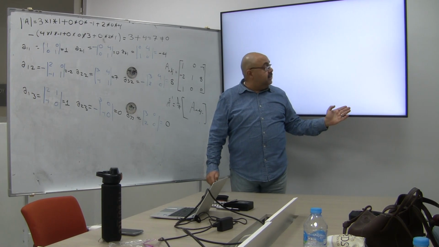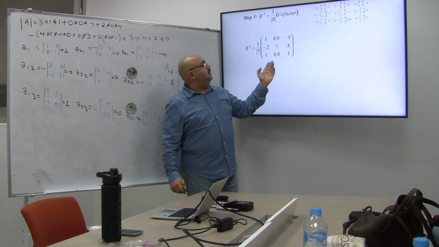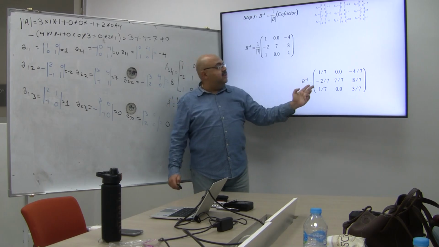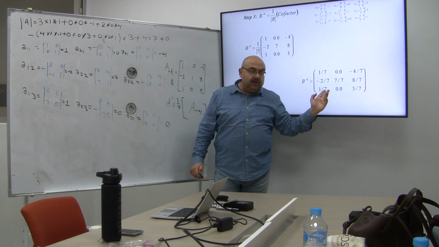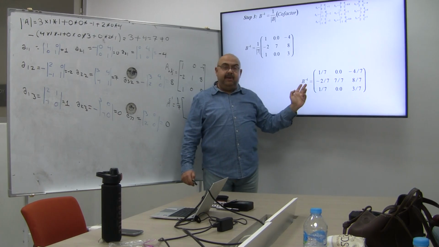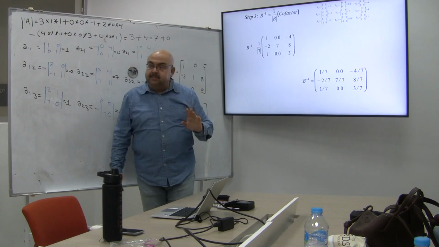Okay, next step, I will write them all together. So this is my matrix. Then I will divide all the elements by 7. That's the inverse. How to check it is true? If you multiply A by A minus 1, B by B minus 1, the result will be the unit matrix.